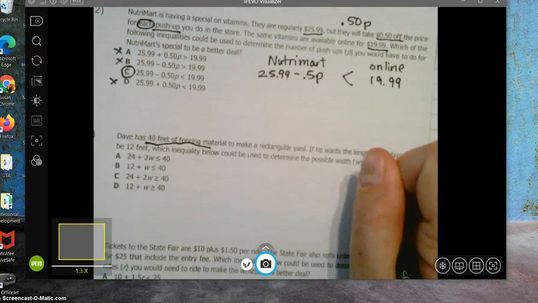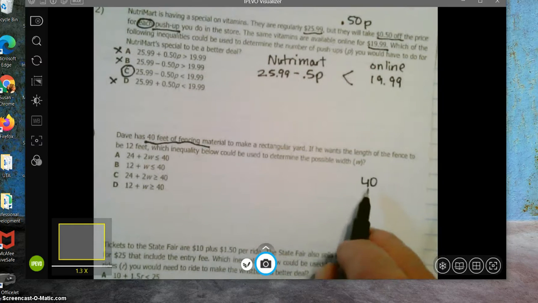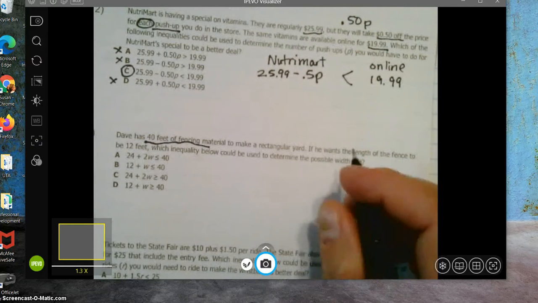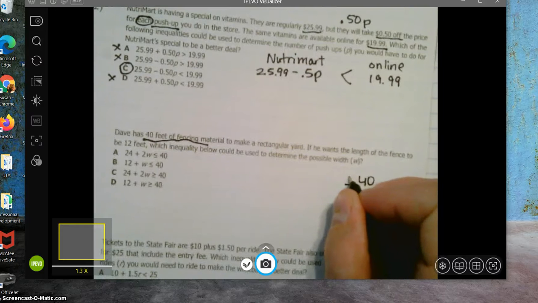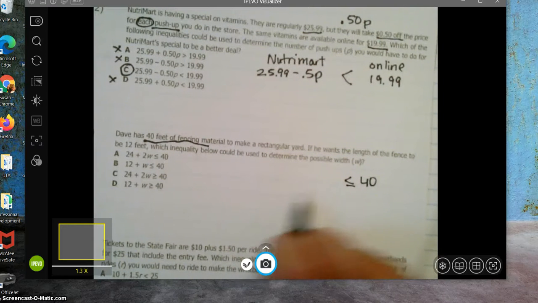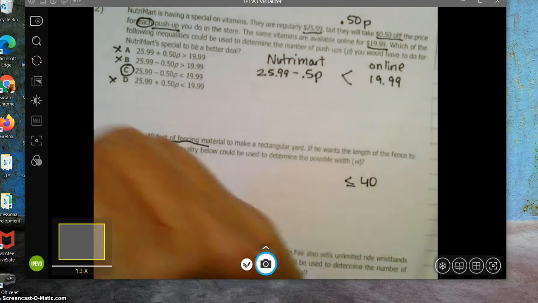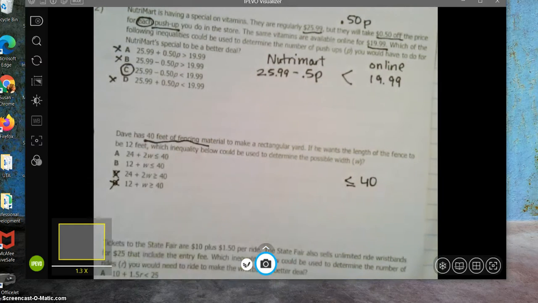So here's my end point. 40 is the end point. That's how many feet of fencing he has. He cannot use more than 40. He has to use 40 or less. Okay? So based on that, he has 40 total. He cannot use more than that. He can use 40 or he can use less than 40. This over here has to be 40 or less than 40. Okay? So based on that, we're going to cross off C and we're going to cross off D.